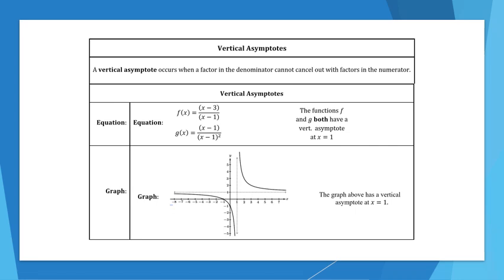All right, so this is just a recap of vertical asymptotes. Remember, vertical asymptotes occur when a factor in the denominator, so it has to appear in the denominator, cannot cancel out with factors in the numerator, meaning it is bottom heavy. Two examples are these two functions here. This one at x equals 1 is only in the denominator, and then this one, the degree is just bigger in the denominator than the numerator. And this is what it looks like graphically at x equals 1 to have that vertical asymptote right there. And as you can see, one goes down and the other one goes up.